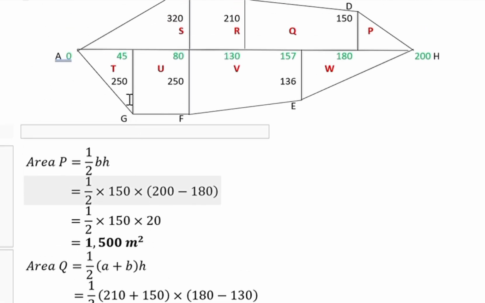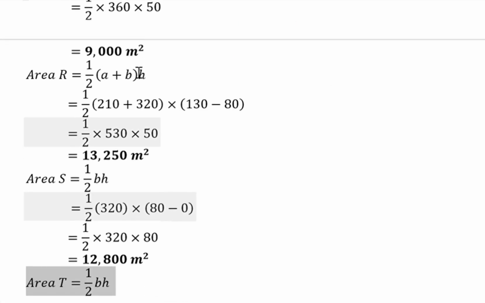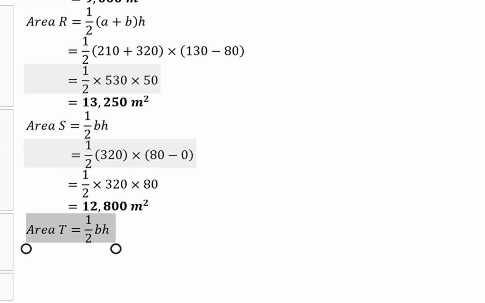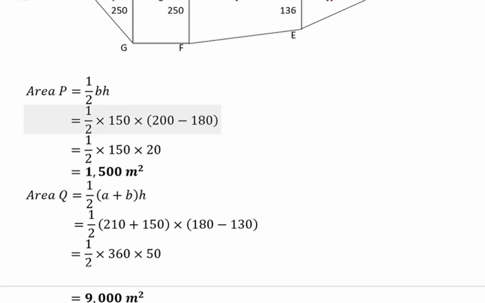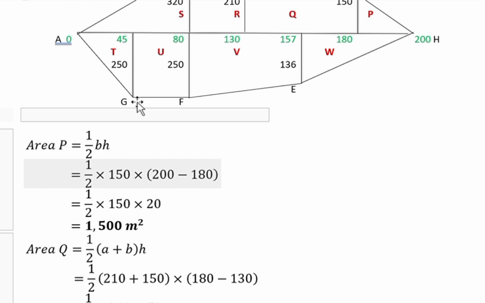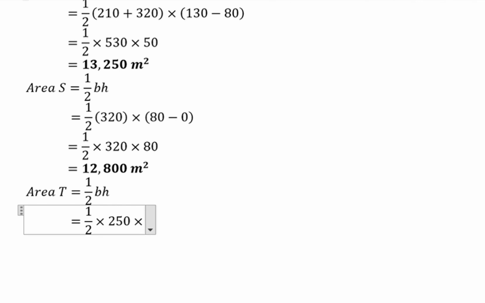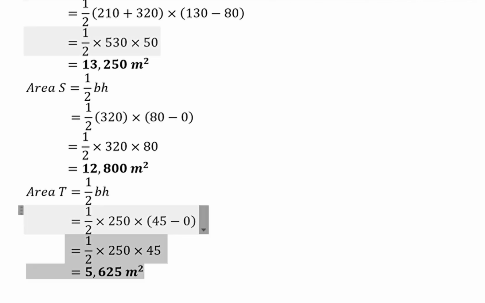This is also another triangle. The base is from 45 to 0. That's 45 minus 0, and the height is 250. So we say area is equal to half base times height, which is equal to half times 250. 250 is from here to here, then times 45 minus 0. And that gives you 5625.